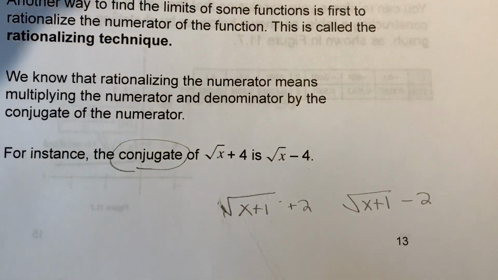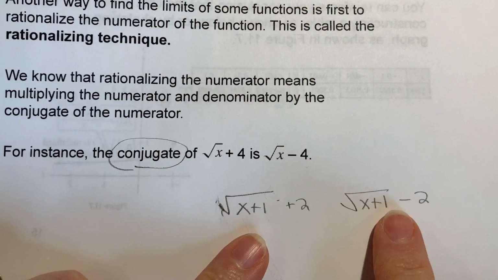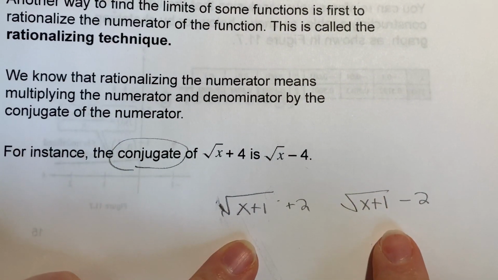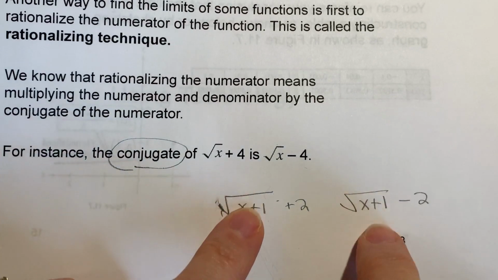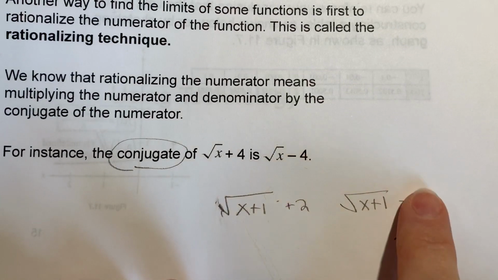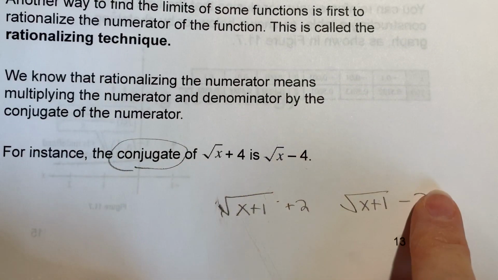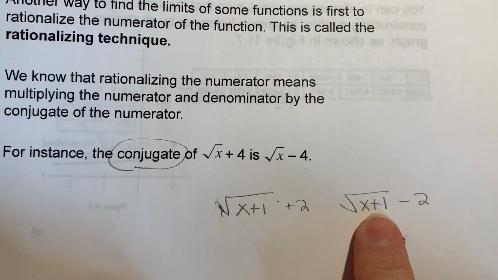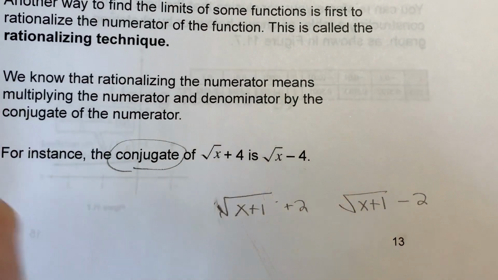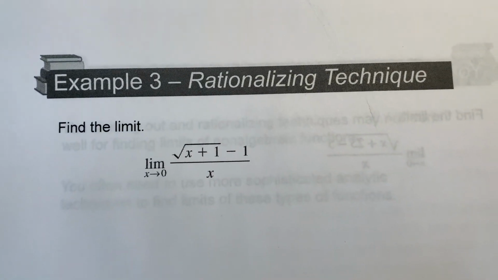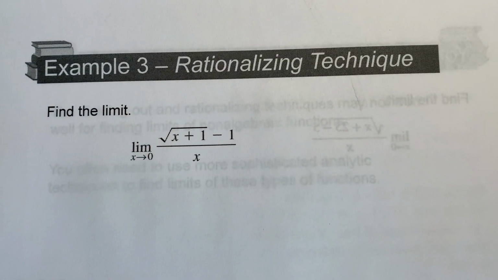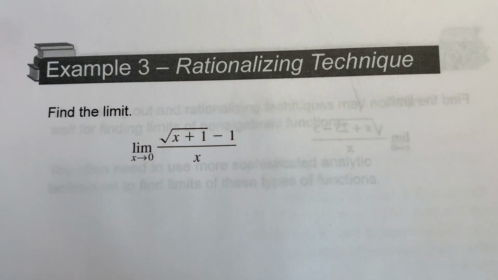What happens when you multiply by the conjugate? If you're thinking FOIL, you multiply your first two terms, your square root goes away. When you multiply your outside terms and combine it with your inside terms, those add to 0. So it ends up simplifying your limit nicely. This is the first example for the rationalizing technique. So you're going to want to copy that.